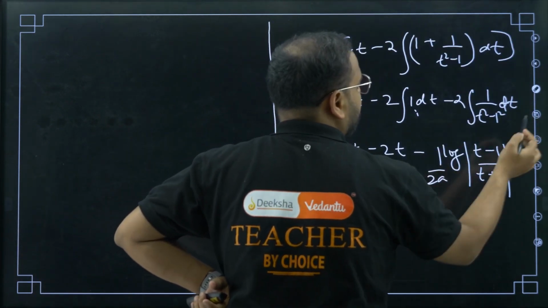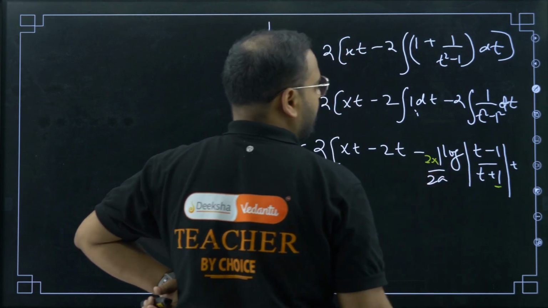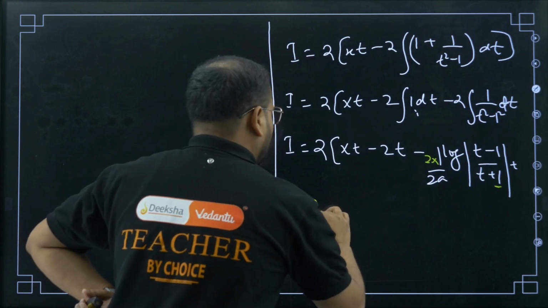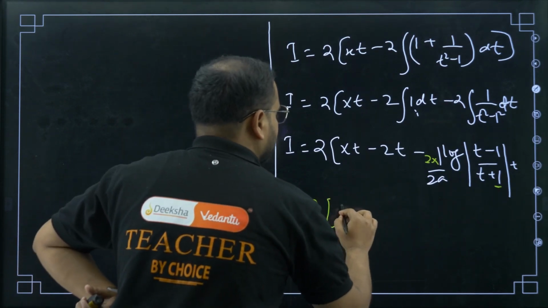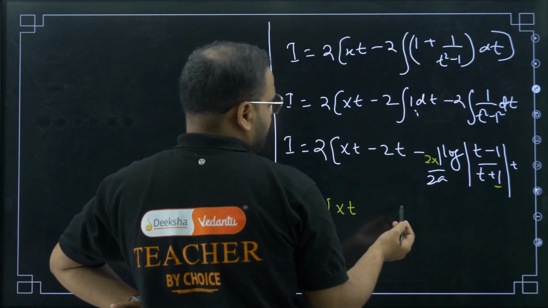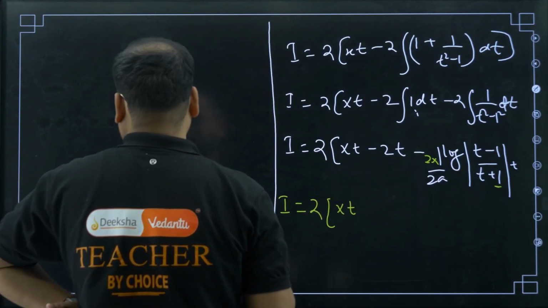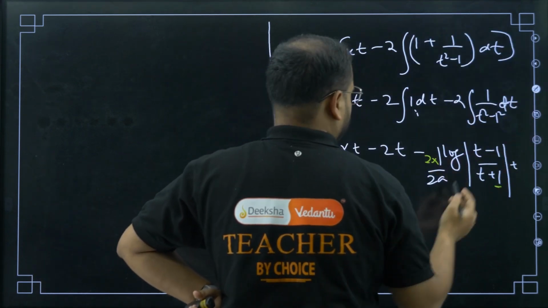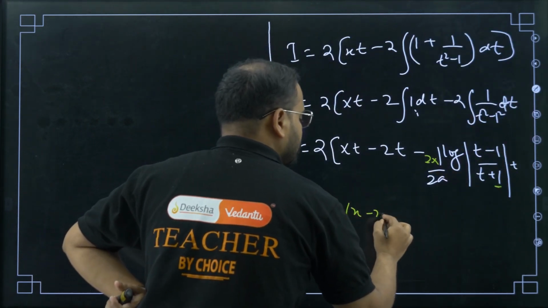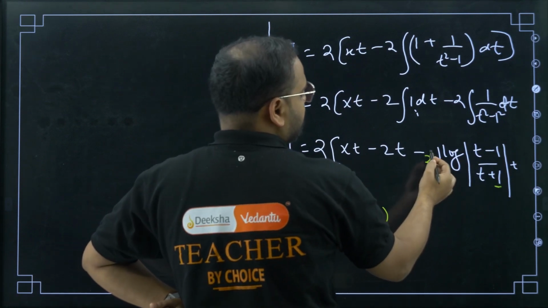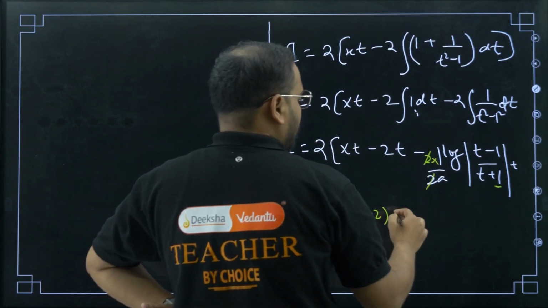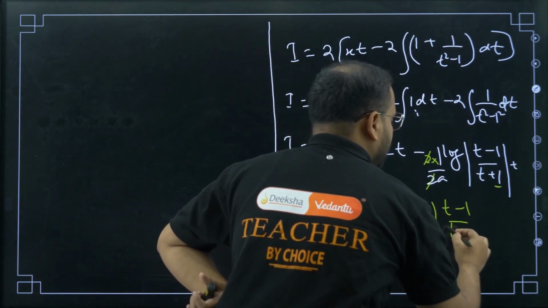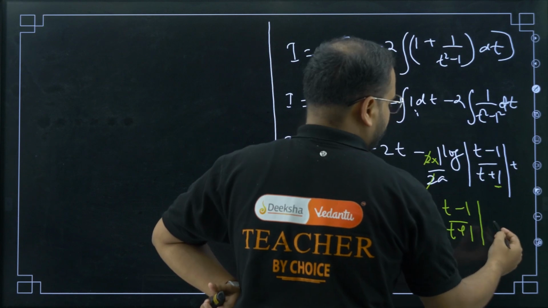So it is 2 times 1 by 2a. Have a look over here. I becomes equal to 2 times, what is this? xt. So I can take t common actually. If you want, I can take t common. If I do that, what am I going to get? x minus 2. Okay, and over here I'll cancel this 2 and 2. What I'm getting? Minus log of t minus 1 upon t plus 1, and this whole thing with another c.